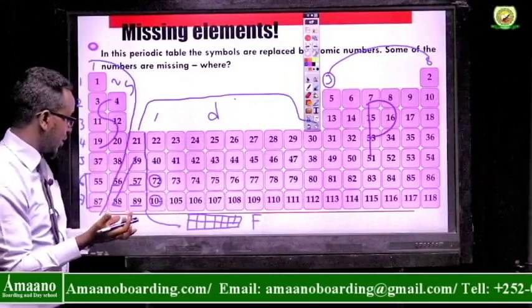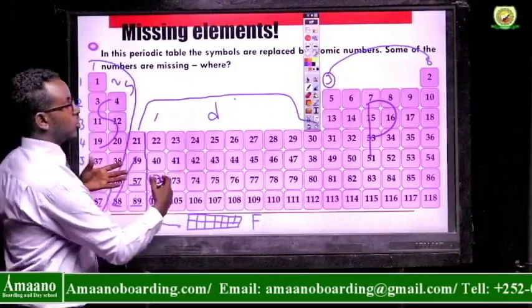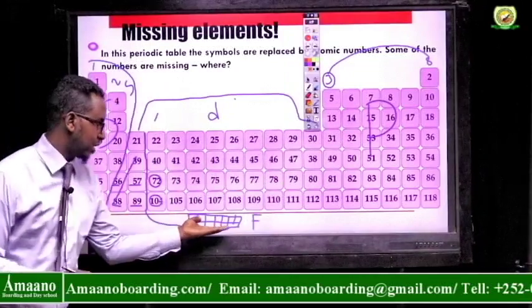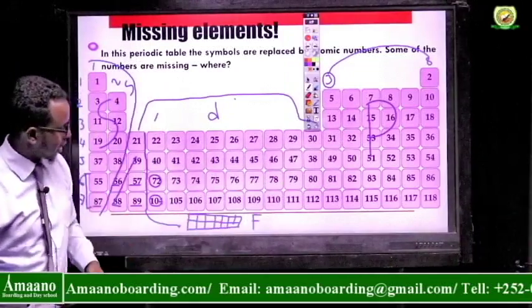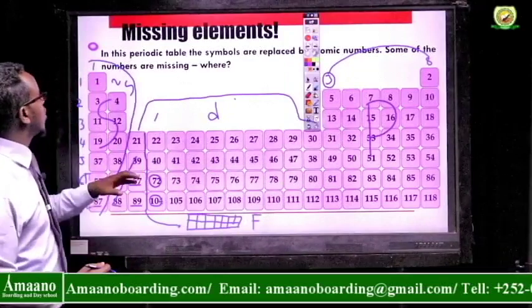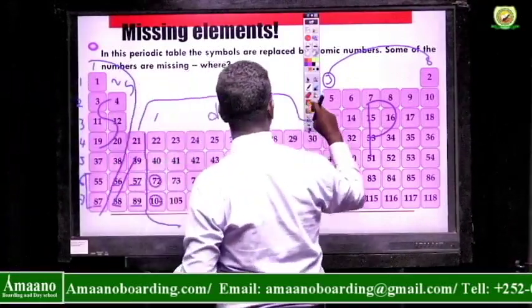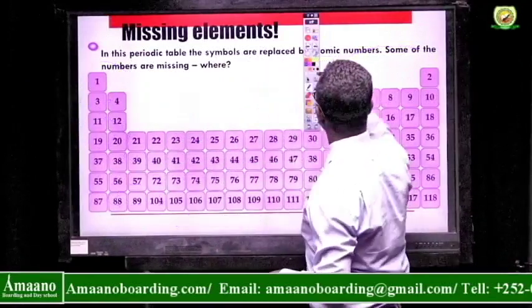So what will happen if we put them in here? The periodic table would become very large. So it's better to put them under the other normal rows. These are called lanthanides and actinides.